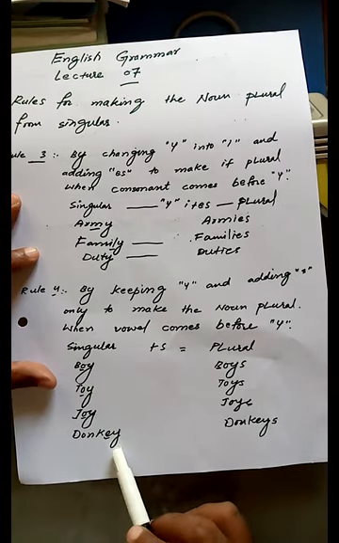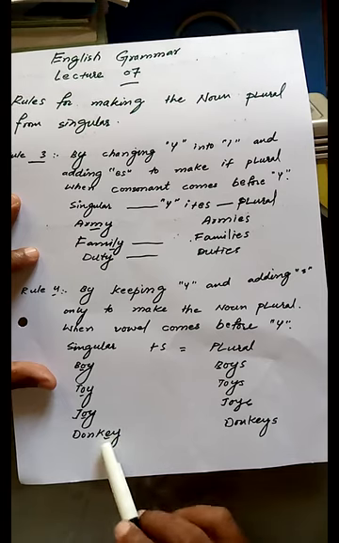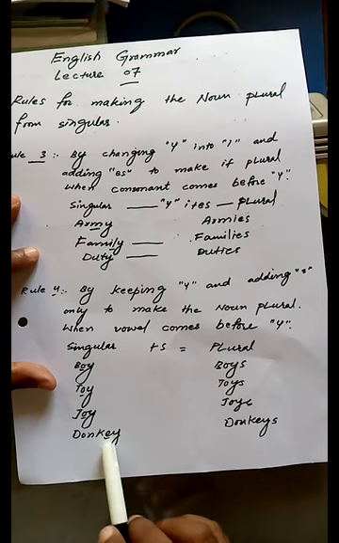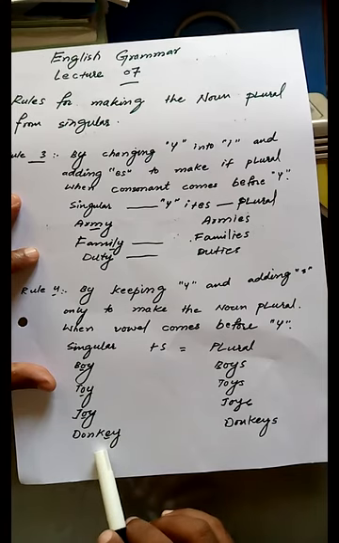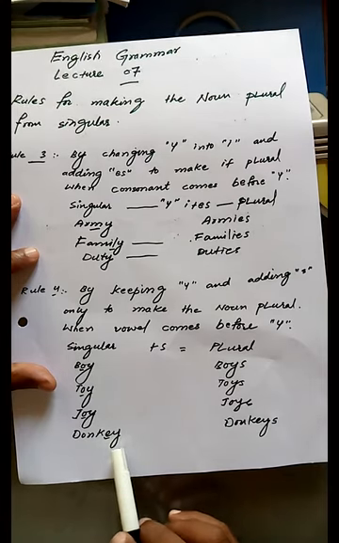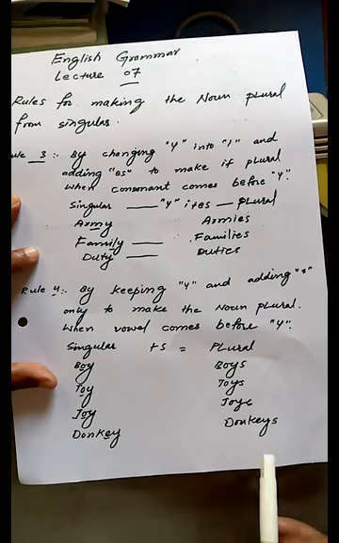The word donkey ends on y after a consonant. So this word donkey, the y will not be changed into i.